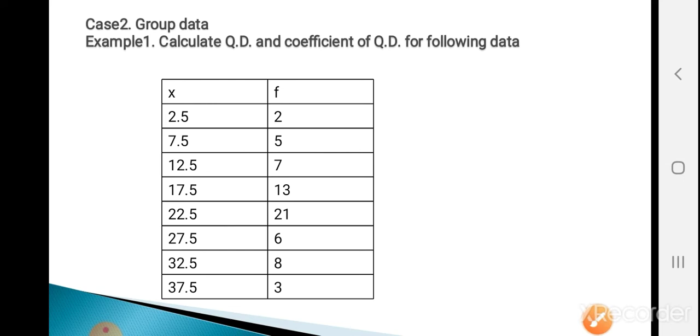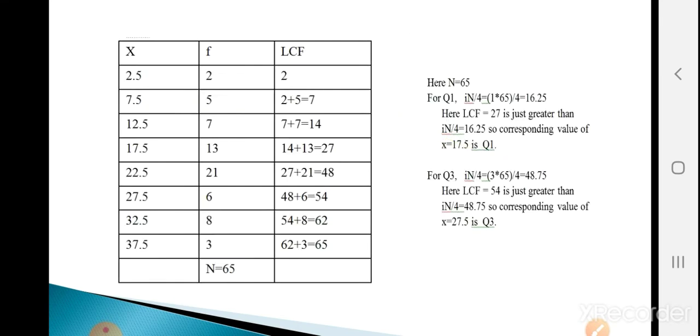Calculate the quartile deviation and coefficient of quartile deviation for the following data. The data we are given is x along with their frequency, that means the given data is grouped data. Then how to calculate the quartiles for grouped data? For finding the quartiles for grouped data, we need to calculate the LCF first. So how to calculate the LCF?